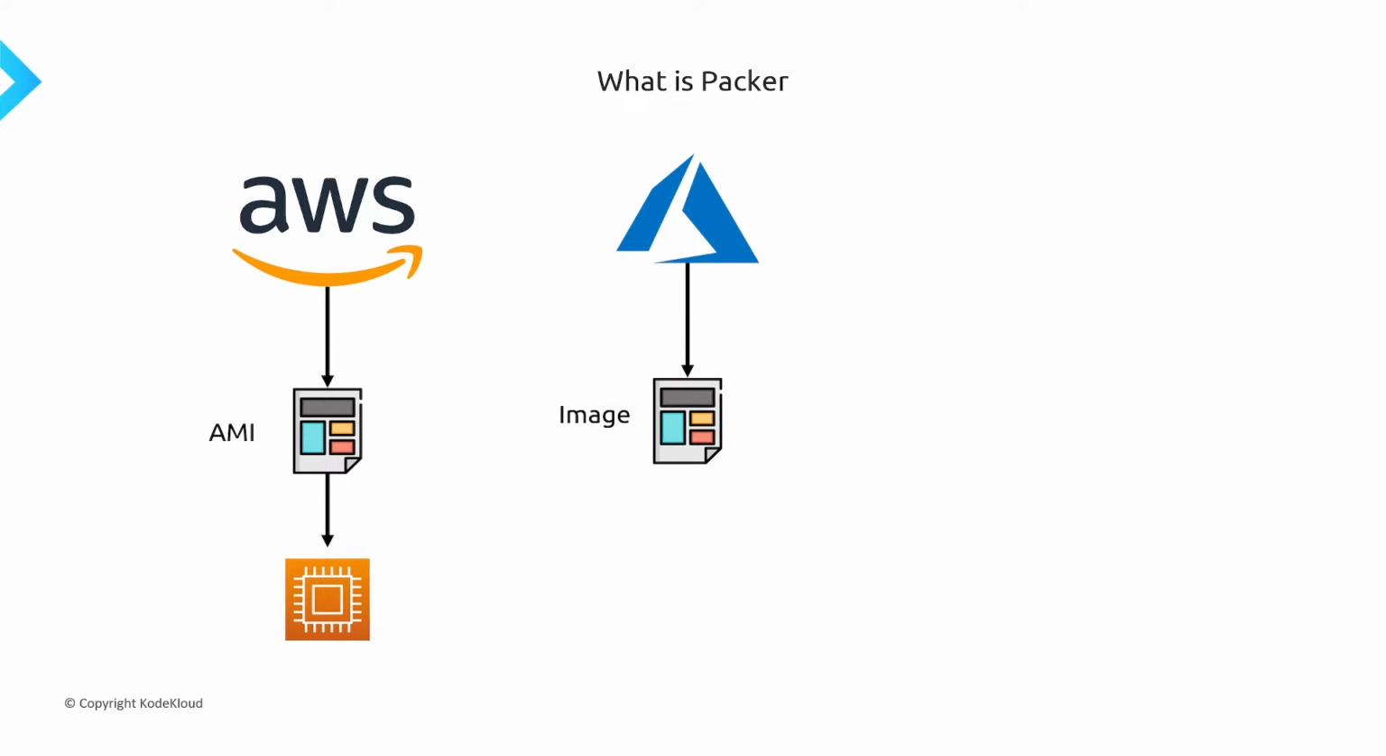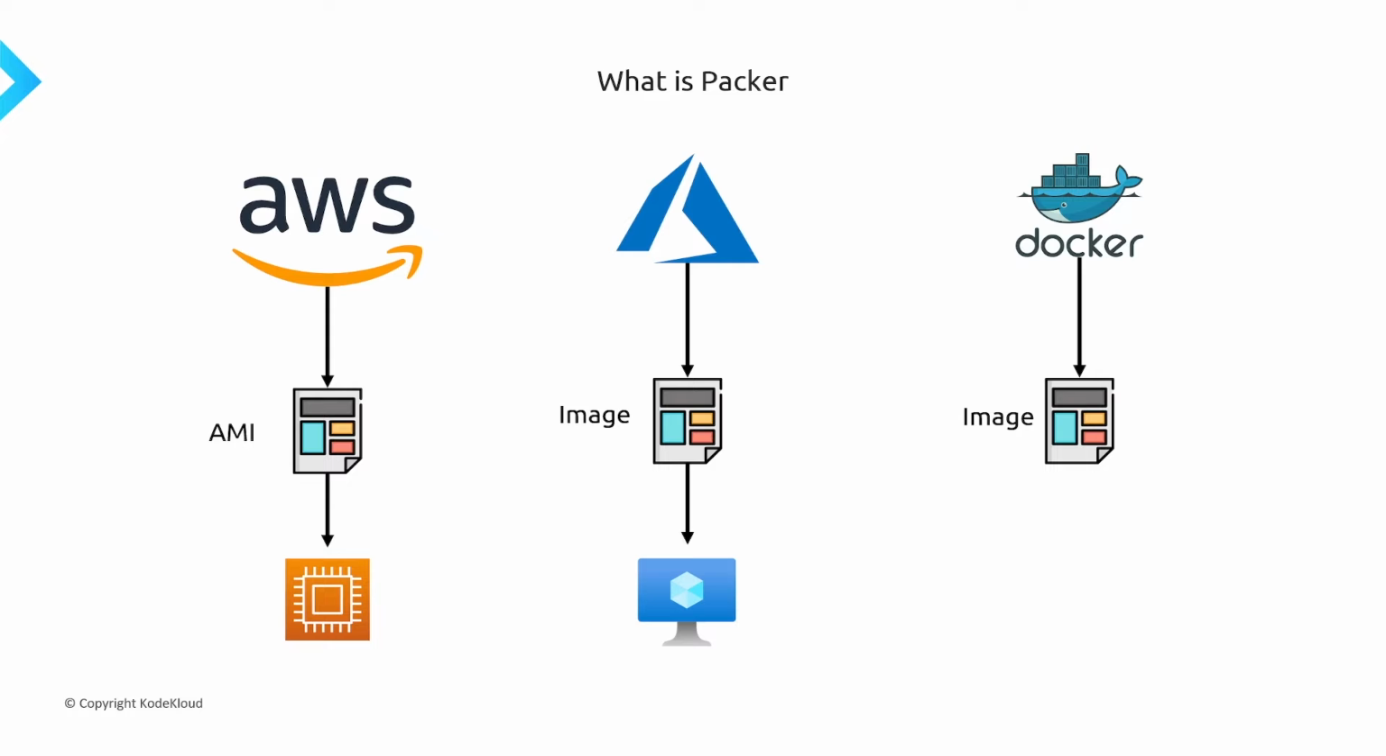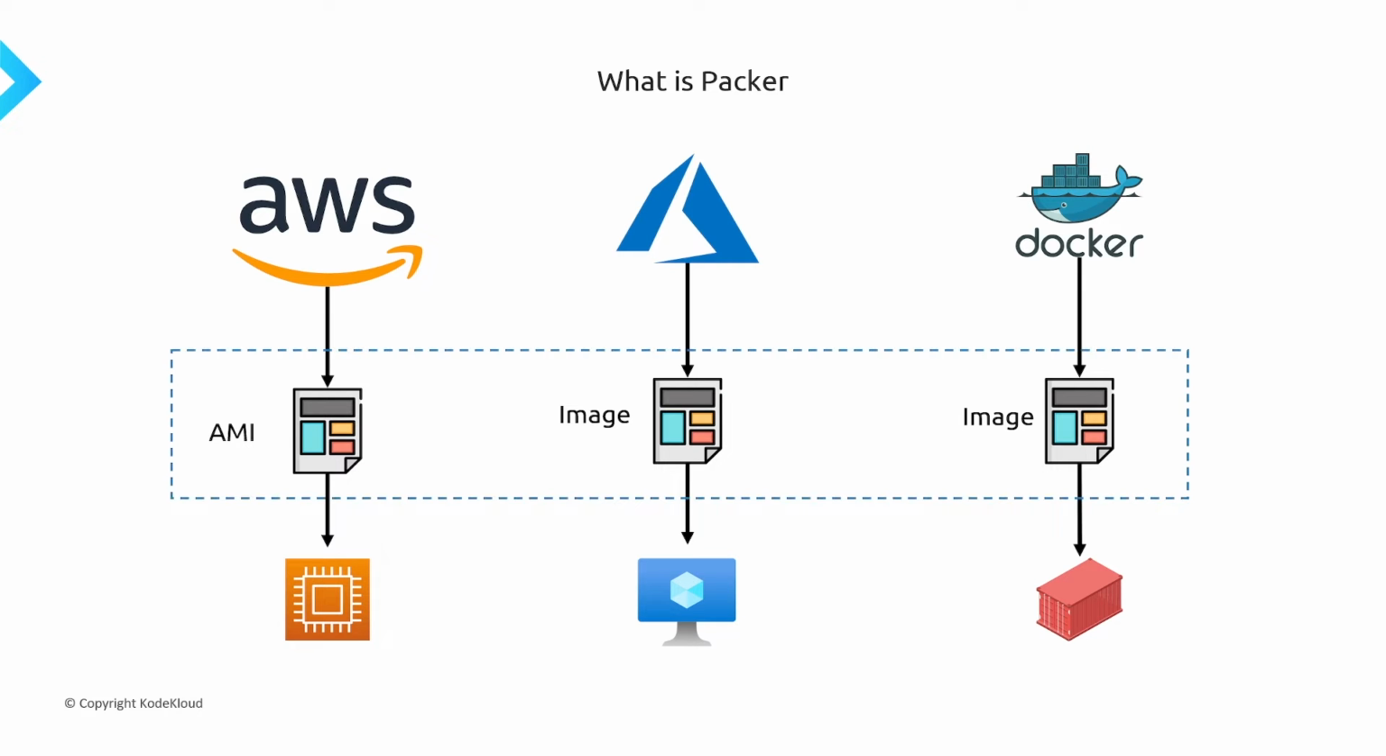So if you're working on Azure, they have their own images that can be used to deploy virtual machines. And if you're using Docker, then you also have images which are going to contain all the specifications for the containers that they can create. And so what Packer does is it gives you the ability to customize your own images. So you could build out your own images that are going to have exactly what you want in them, with all of the necessary processes, configurations, packages, and dependencies all installed on them.